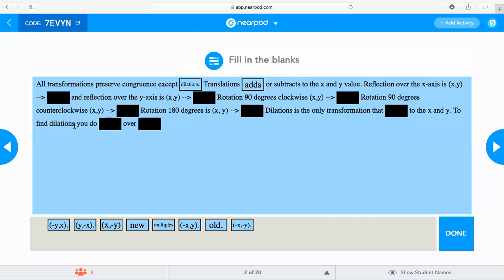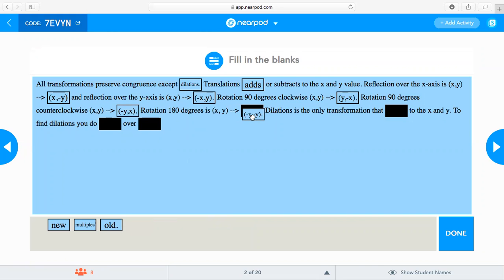Reflection over the x-axis is x, negative y. Where is that at? Right here. Reflection across the y-axis is negative x, y. Rotating 90 degrees clockwise is y, negative x. 90 degrees counterclockwise is negative y, x. 180s is negative x, negative y.